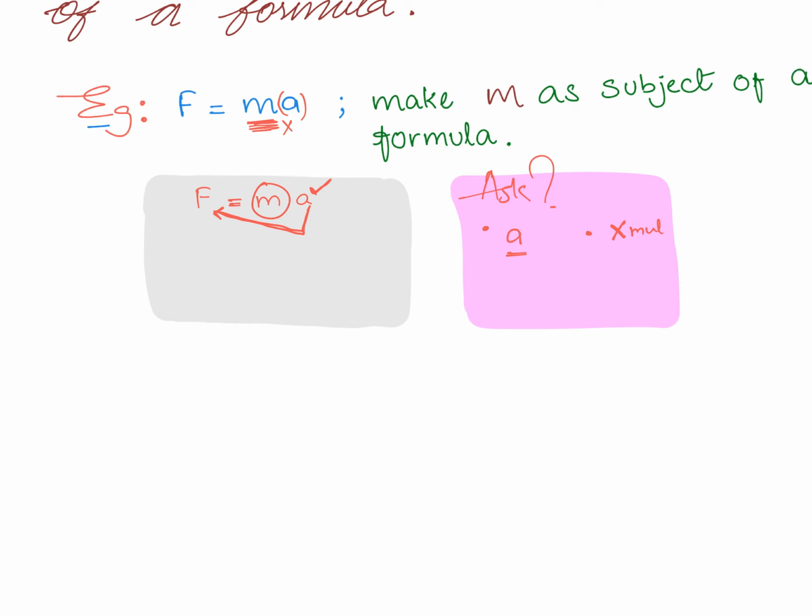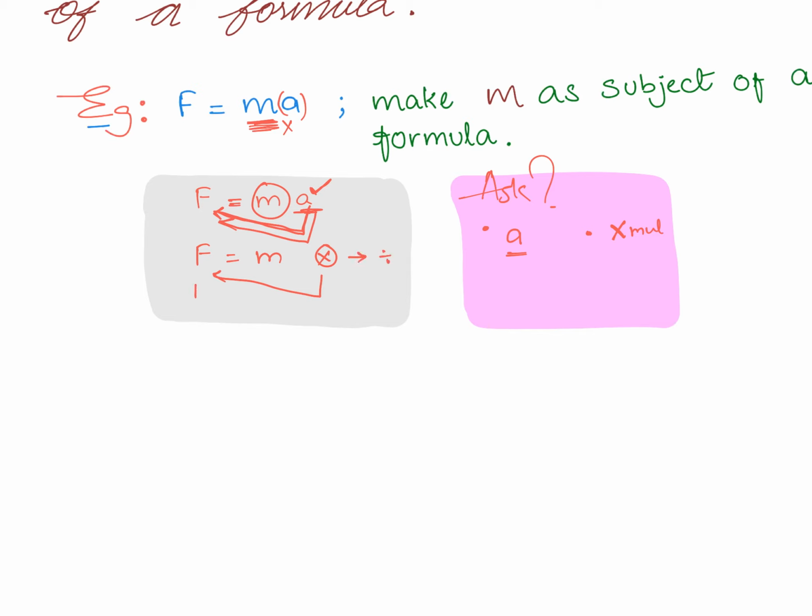Yeah, we need to kick that a to the other side of the equal to sign. So F equals m a, a is being kicked, so a was multiplying over here. What will it do on the other side? It will do the opposite. So what is the opposite of multiplication? It is nothing but division.